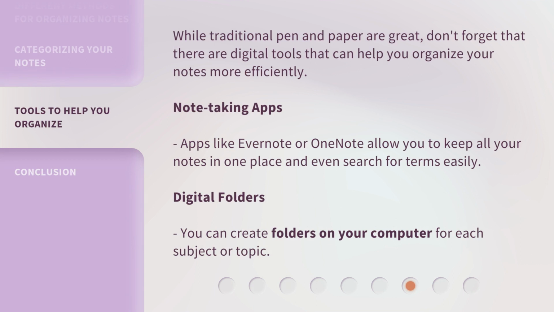While traditional pen and paper are great, don't forget that there are digital tools that can help you organize your notes more efficiently. Note-taking apps. Apps like Evernote or OneNote allow you to keep all your notes in one place and even search for terms easily. Digital folders. You can create folders on your computer for each subject or topic.